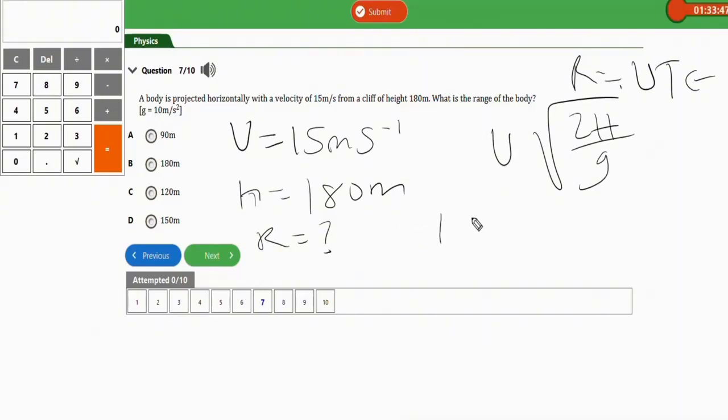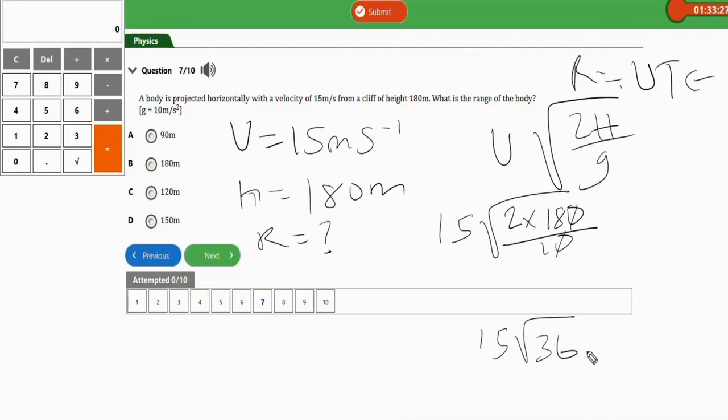So when you do this, you're going to have 15 times the square root of 2 times our height, 180, over acceleration due to gravity, which is 10. This we cancel, so we are left with 15 square root of 36. Square root of 36 is 6, so we are left with 15 times 6. Alright, so when you punch it on the calculator, 15 times 6, we have it to be 90. So the correct option in this question is 90 meters, option A. It is as simple as this. Let's wipe this now and solve the next repeated question.